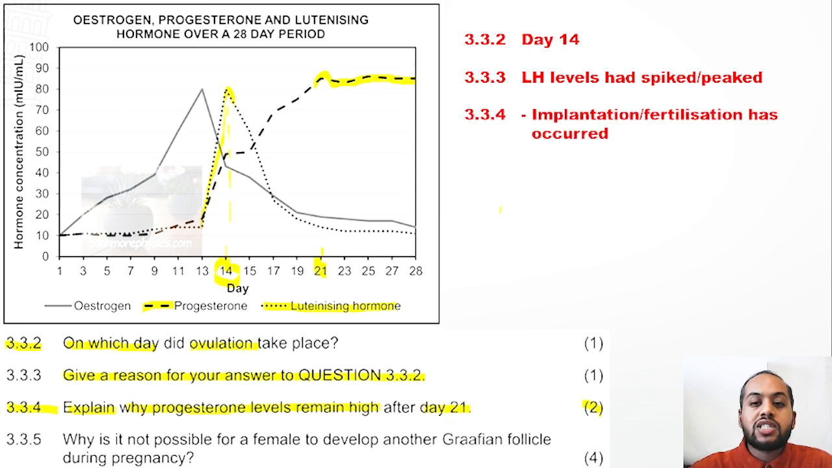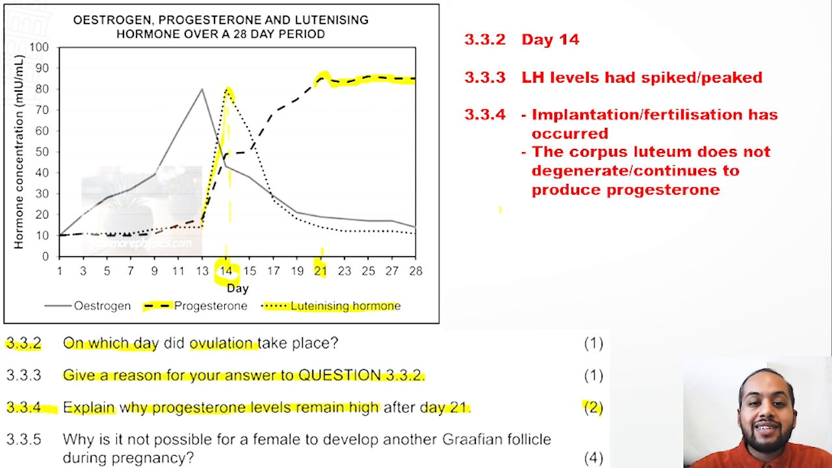So why would progesterone levels remain high? Generally, your progesterone levels are remaining high because implantation or fertilization has occurred. If fertilization has occurred, it therefore means that the corpus luteum does not degenerate. It remains in size, and therefore it continues to secrete the hormone progesterone.